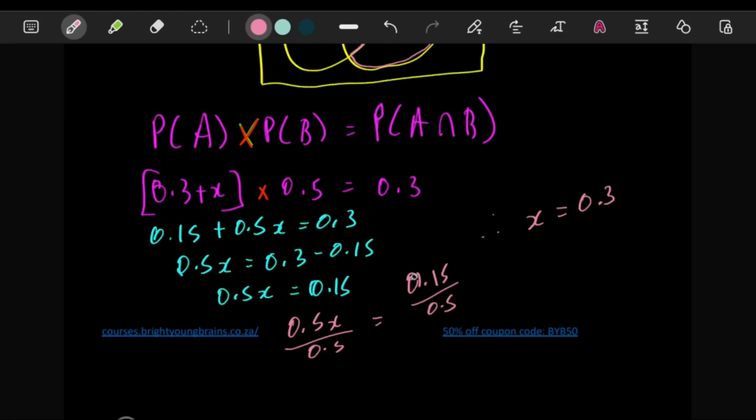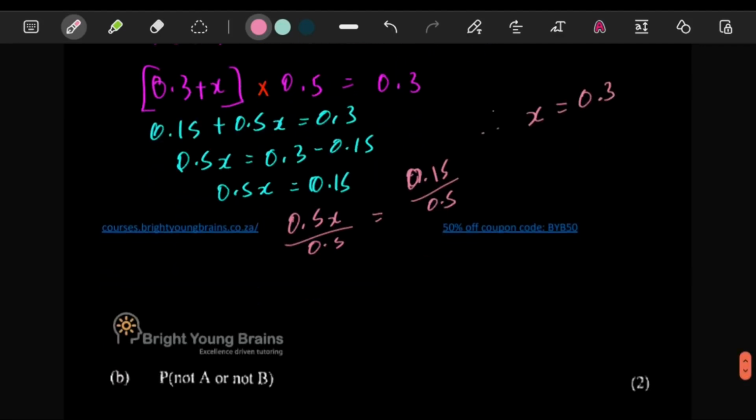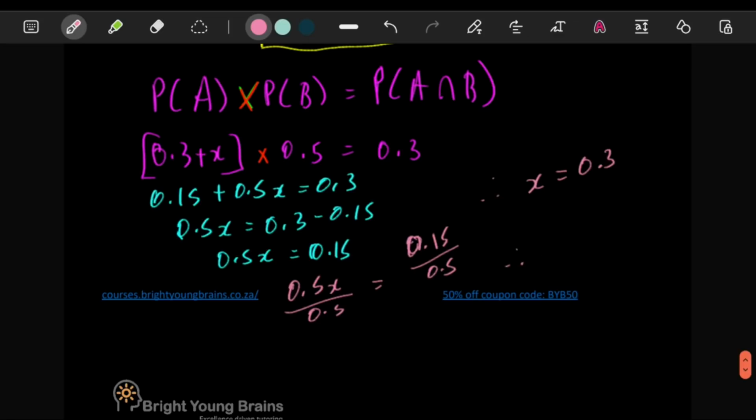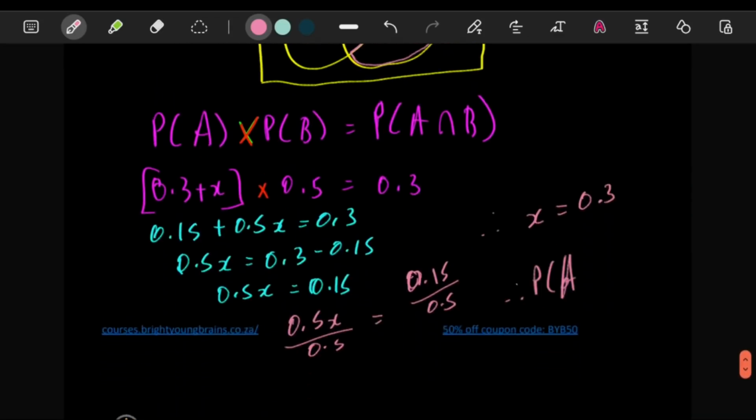0.3. Anyways, that's your value for x there. That's kind of weird though. Is it? Yeah. So your a only is 0.3. So therefore a only, or only a as they say it here, only a is equal to 0.3.